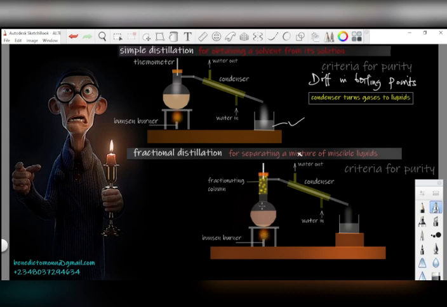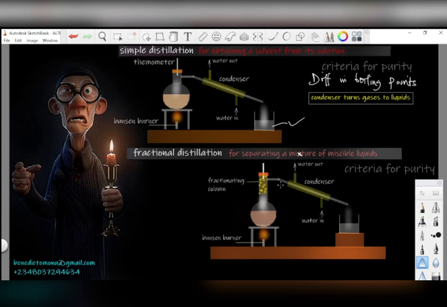As they vaporize, they get to the fractionating chamber or the column. The temperature of the fractionating column is fixed. So the gas that has a boiling point lower than this temperature will escape. And that gas will come out of here, get condensed, and you have the gas. But those ones whose boiling points are higher than the temperature here would recondense back into the liquid.